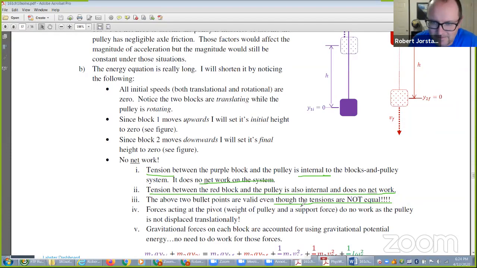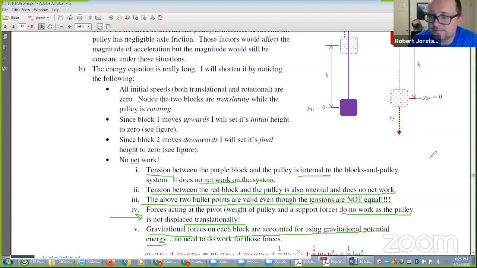So there's that. Forces acting at the pivot do no work, as the pulley is not displaced. If the pulley's not moving around, those forces can't be doing any work, and they don't do any torque either, right? So that's cool. And gravitational forces on each block we're going to handle with GPE, so we don't need to do work.